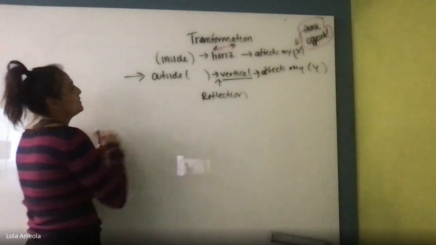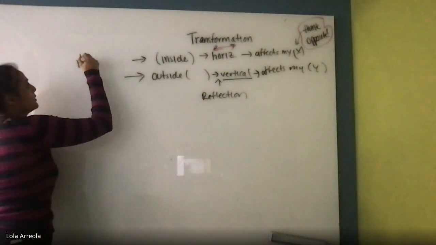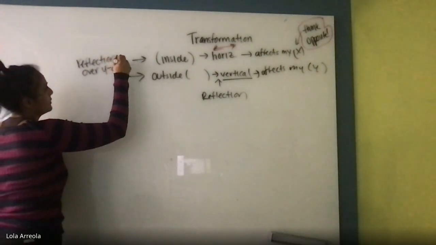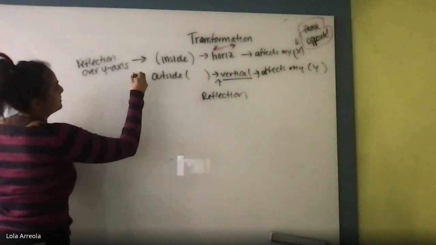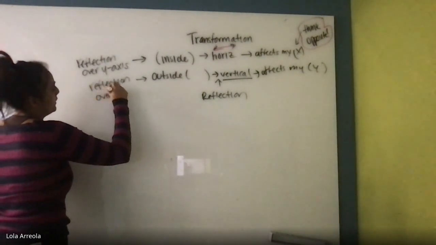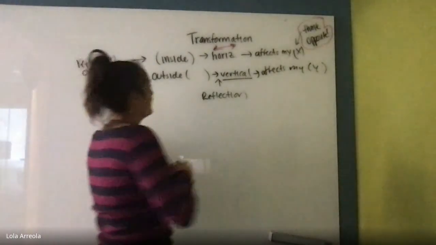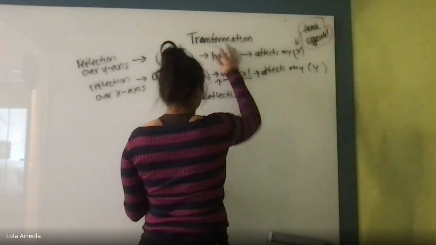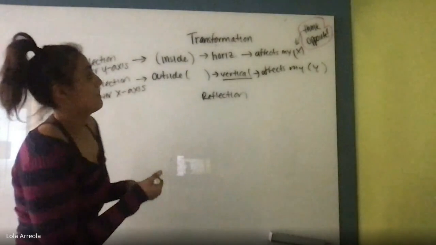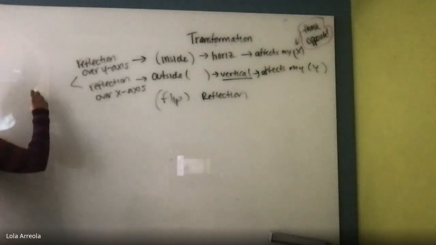Again, inside parentheses is going to be reflection over the y-axis. Outside parentheses is going to be reflection over the x-axis. I'm going to eliminate this because now we're talking about reflection, so we're not talking about shifts up and down and left and right. We're talking about flipping the graph. So these two are referring to flips.